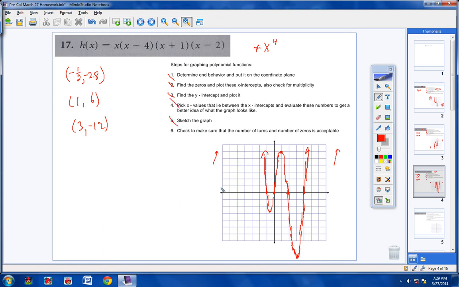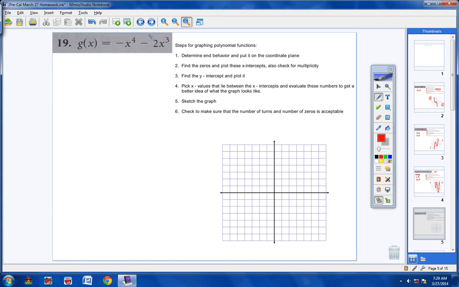The maximum number of turns you can have is 3, 1, 2, 3. The maximum number of zeros you can have is 4, and I have 4. Everything's perfect, okay? And if you have a graphing calculator and you hit graph, it'll look just like this, okay? All right, on to number 19.